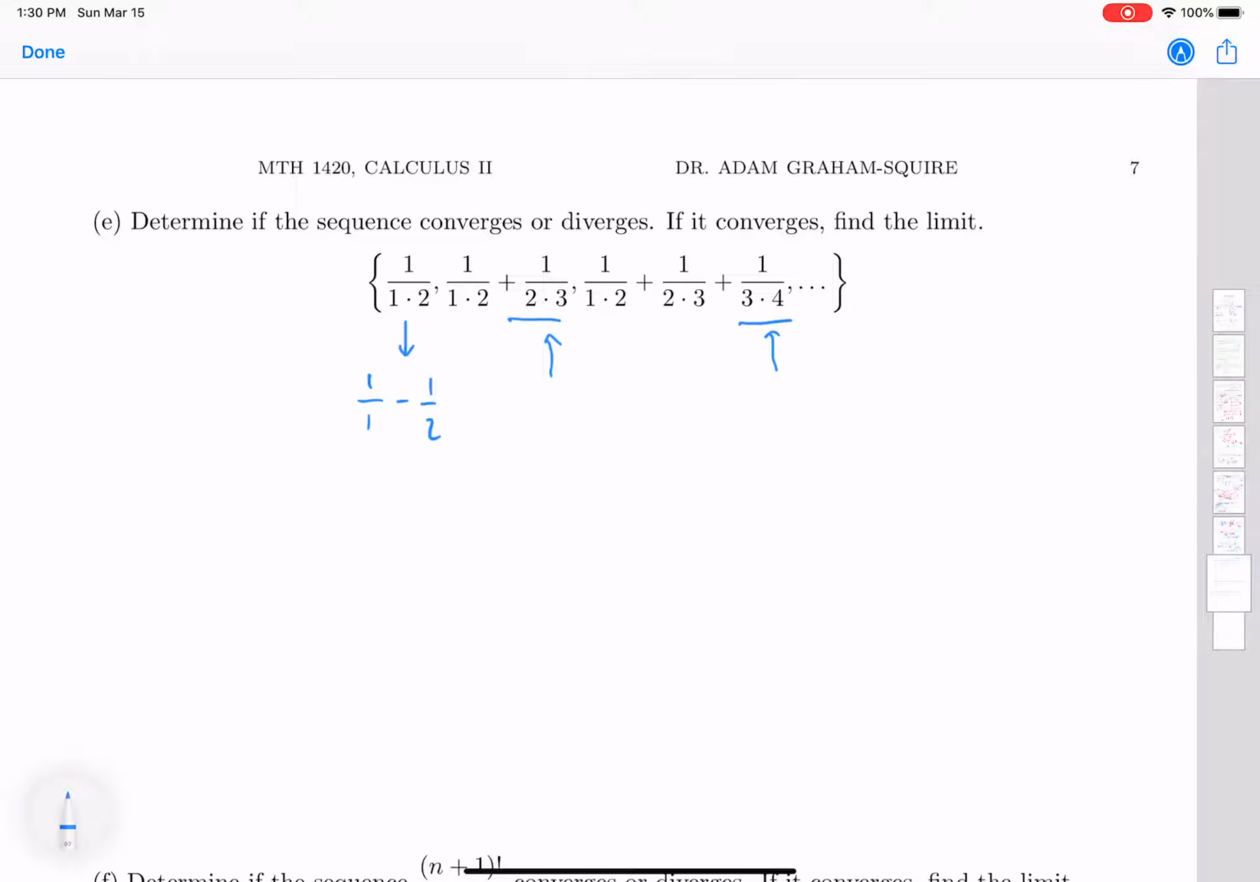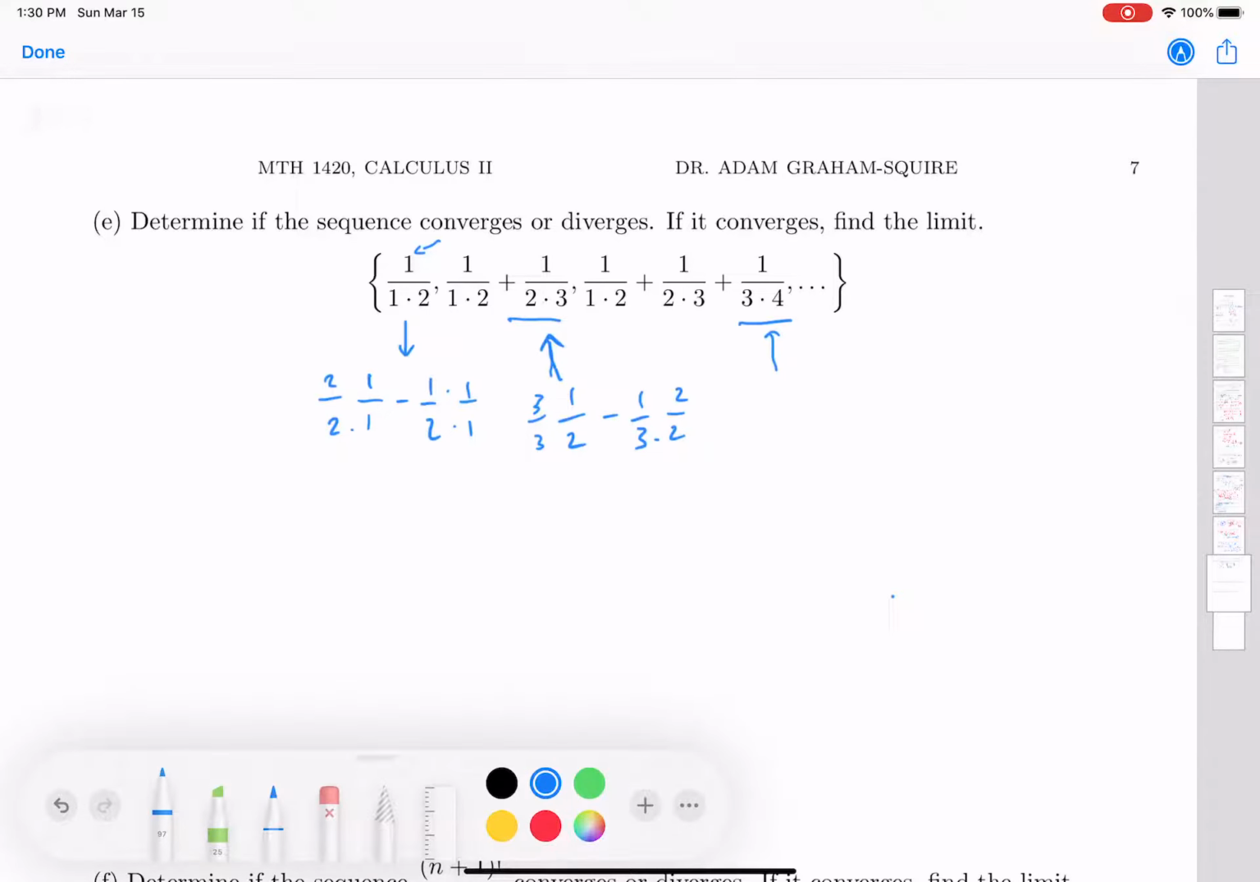And if you don't believe me, if we tried to combine these two fractions, we'd multiply here by 2 over 2, and here we'd multiply by 1 over 1, and we'd end up with 2 minus 1 on the top, which would give us 1. And similarly, 1 over 2 times 3 is 1 over 2 minus 1 over 3. And again, if I multiply here by 3 over 3 and here by 2 over 2, I would end up getting 3 minus 2, which is equal to 1 on the top, and then a 2 times 3 on the bottom.